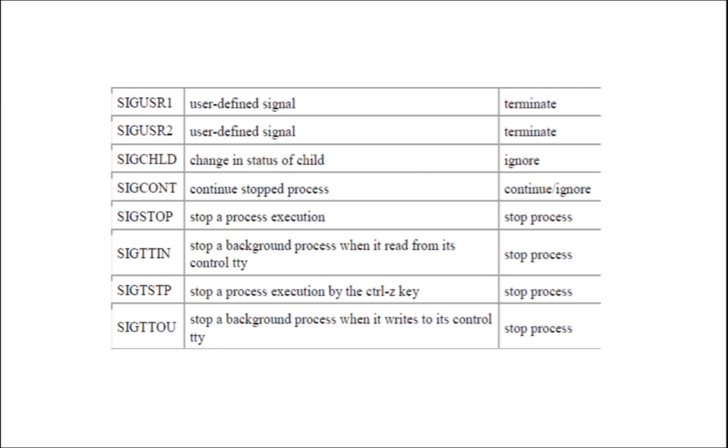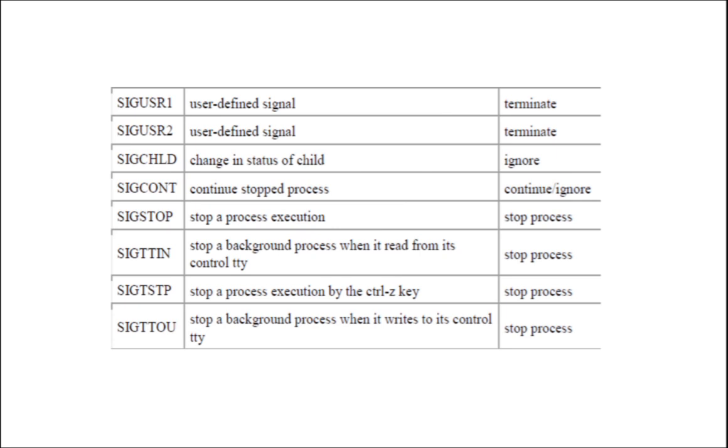You can see here the default action for SIGCHLD is ignore. Obviously, if a change happens in the status of the child, you can ignore it. The default action is ignore, or else if you want to take action, you can take action also. SIGCONT or ignore: when a SIGCONT is issued, you can continue the stopped process, or else if you want to ignore, you can ignore also. That is also possible. Next, SIGSTOP, stop a process execution. If you want to stop a process execution, you can use the SIGSTOP signal. The default action is that it will stop the process.